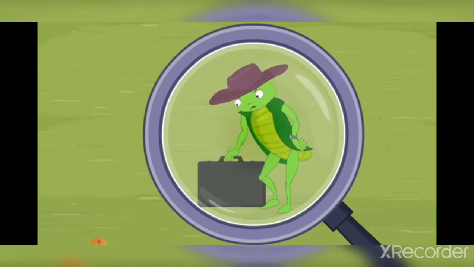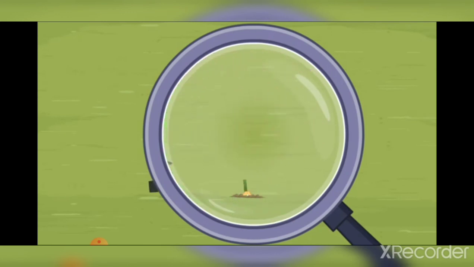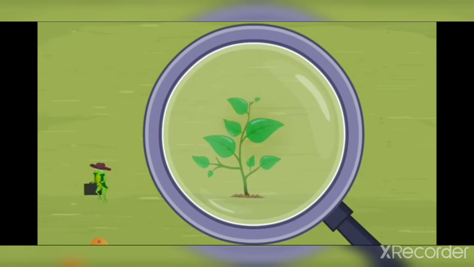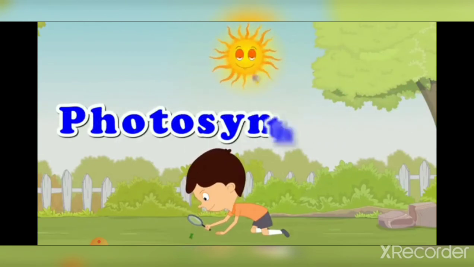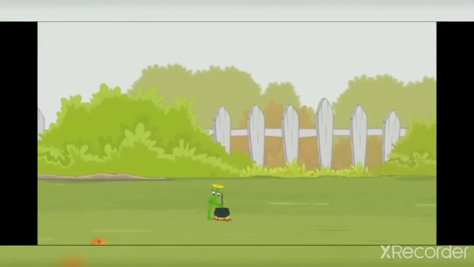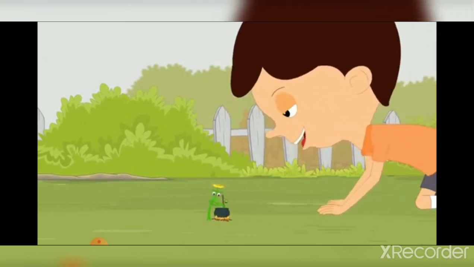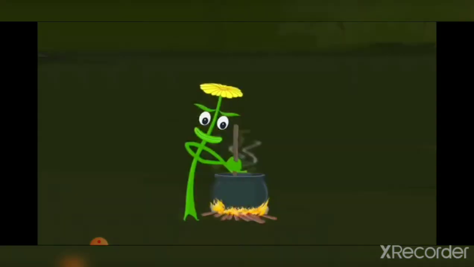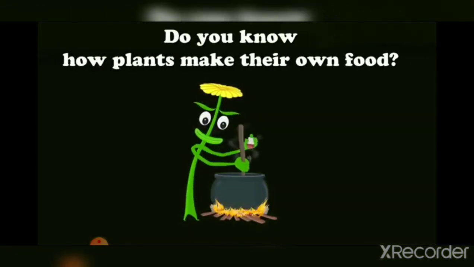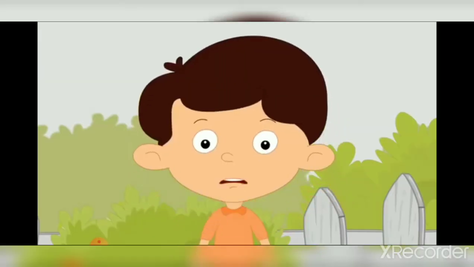It is a caterpillar. So every green colored thing near a plant is not a leaf. So the caterpillar goes out from there. Now the leaf of the plant is making food, you can see. Now let's see how a plant makes food.